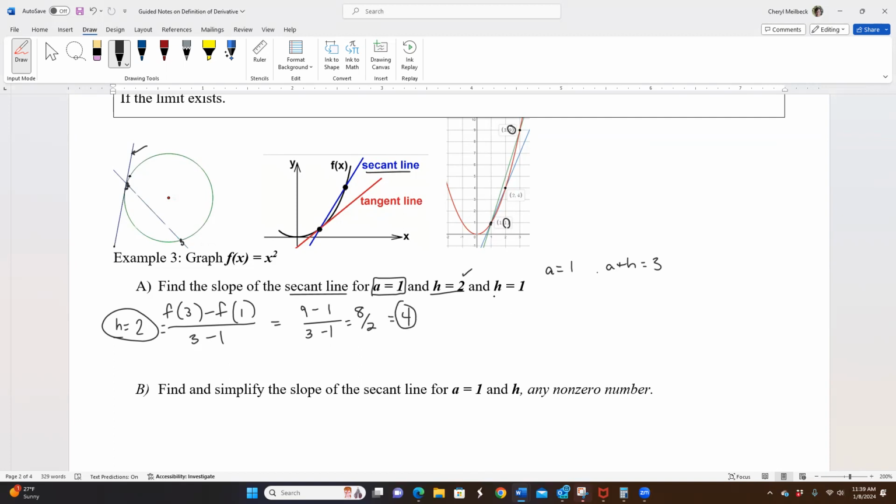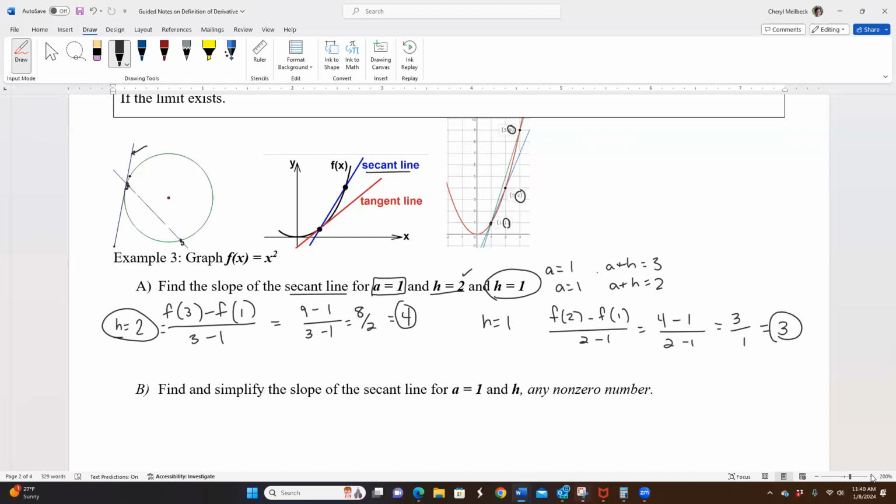Now when we do it when h is 1, if a is still 1 and h is 1, then a plus h is 2. So finding our average rate of change would be f of 2 minus f of 1 over 2 minus 1. You could plug the 2 into the function and get 4, but you can also just look here to find the y value. So we'll get 4 minus 1, again, over 2 minus 1, gives us 3 over 1, or 3. Let's look at that as it is on the graph here.